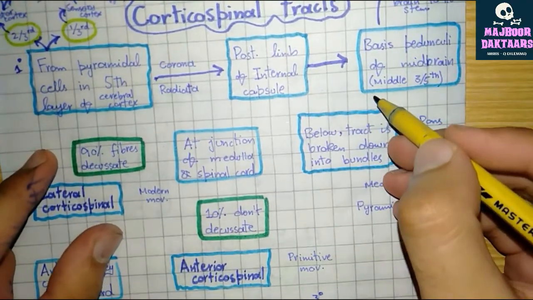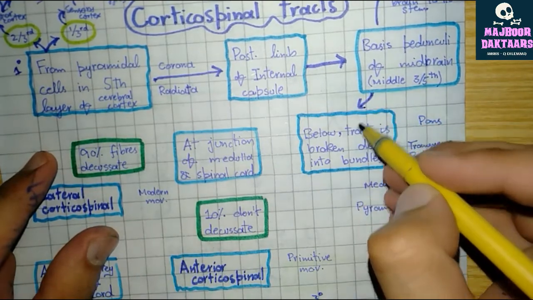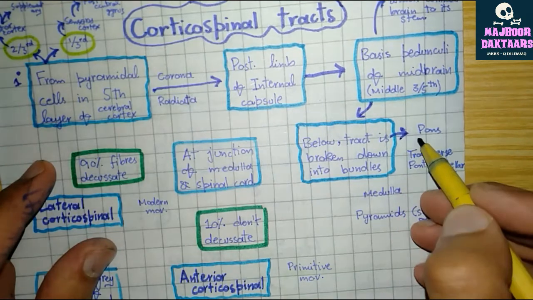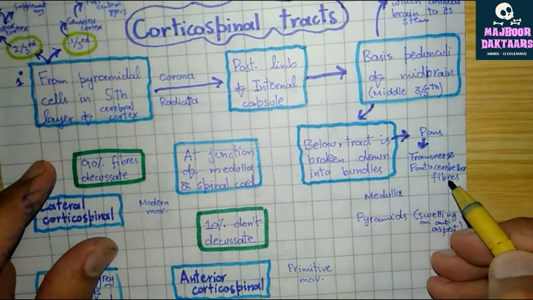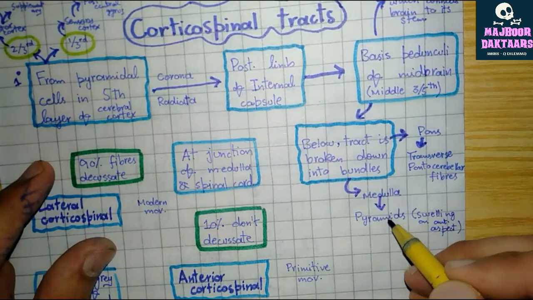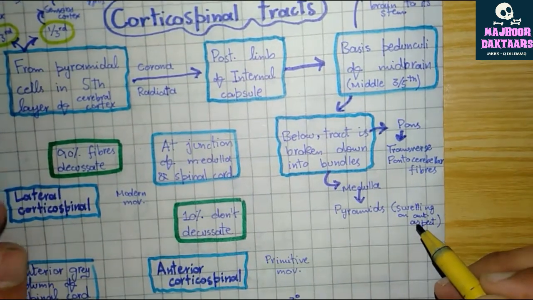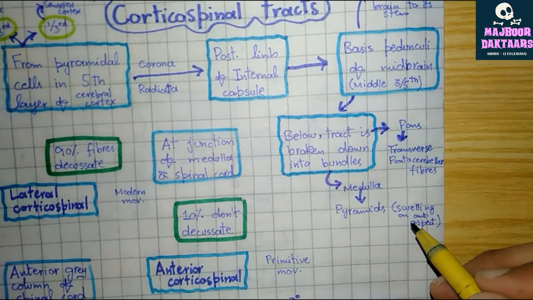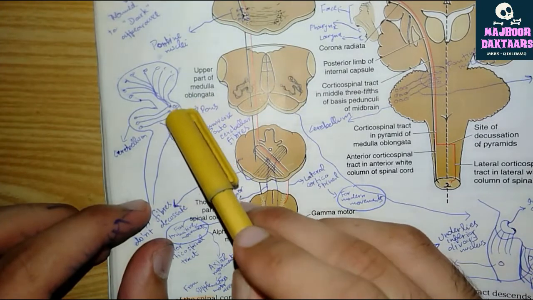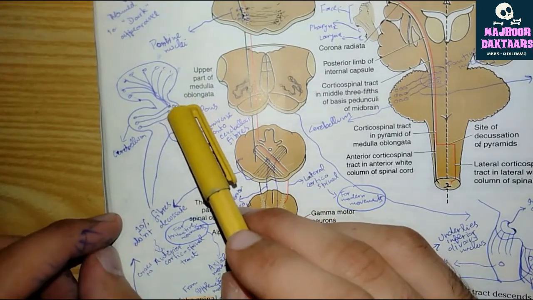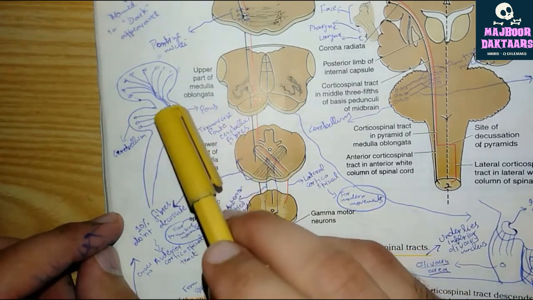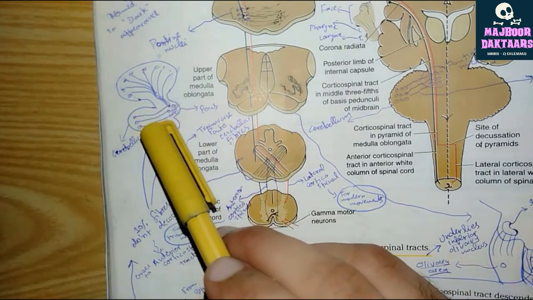So below the tract, as soon as it passes through the midbrain, the tract is broken down into bundles. In the pons, it forms the transverse pontocerebral fibers, while in the medulla, it forms the pyramids, which I have explained earlier are the swellings on the anterior aspects of the medulla. So here the fibers, when they reach the pons, break down into a number of fibers, and from the pons arise the transverse pontocerebral fibers which move from the pons to the cerebellum.